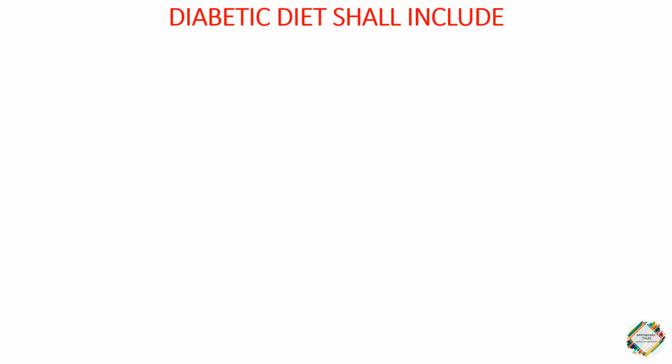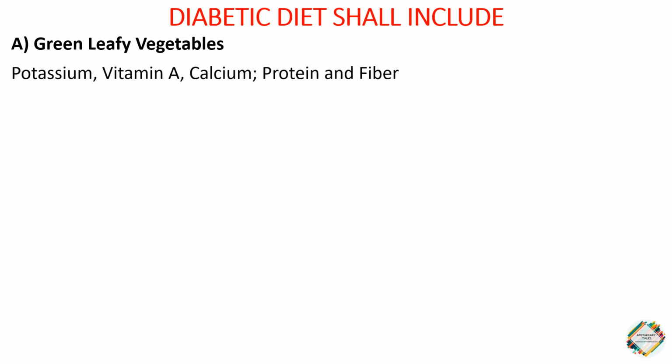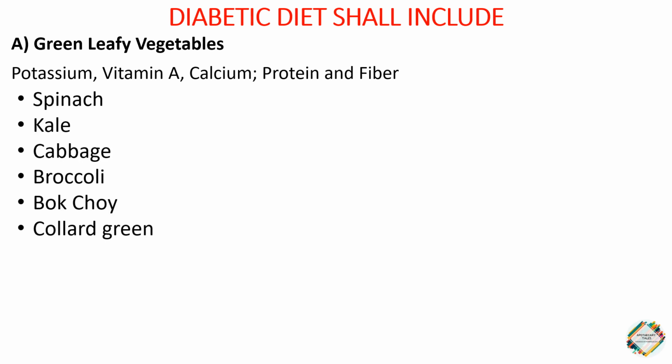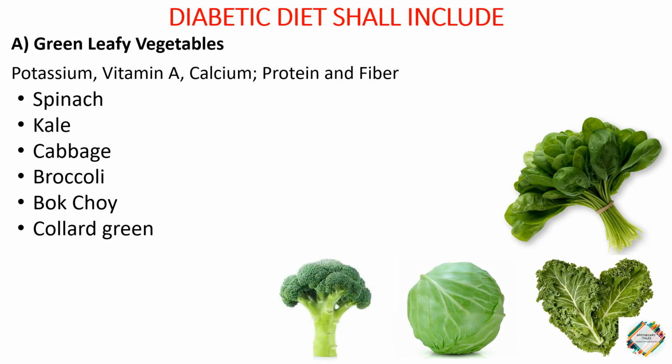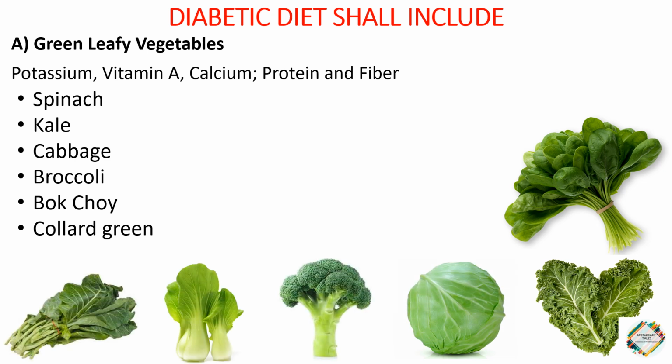Now let's see what all can be included in the diabetic diet. First, the green leafy vegetables. They are a high source of potassium, vitamin E, calcium, and at the same time protein and fiber. As we have already seen, fiber will delay the digestion and absorption of the other complex carbohydrates. The different sources of green leafy vegetables might include spinach, kale, cabbage, broccoli, bok choy and collard greens.